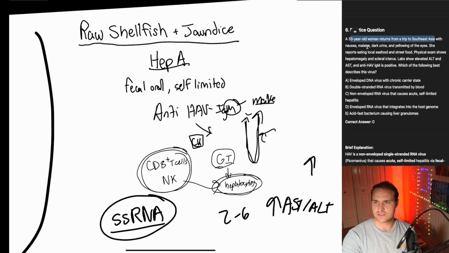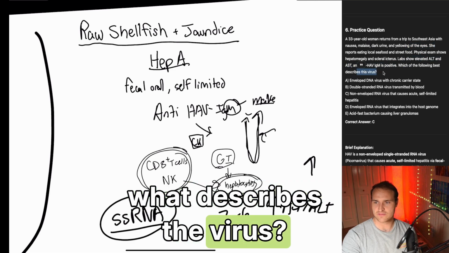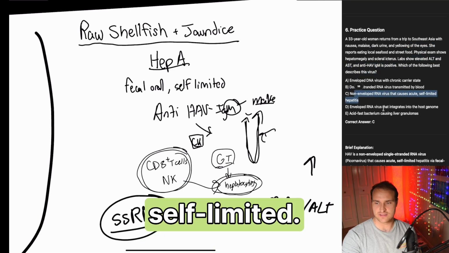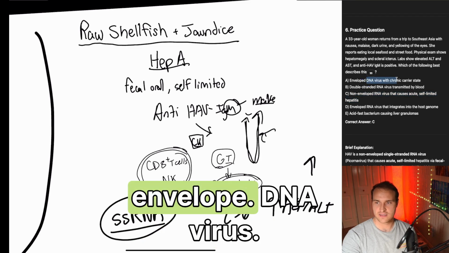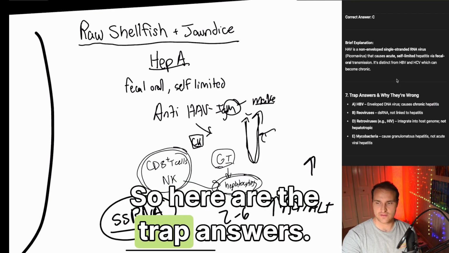33-year-old woman, returns from Asia, all this stuff, yellowing of the eyes, elevated ALT, all that stuff. What describes the virus? Non-enveloped, causing acute self-limited. That's definitely HAV. Enveloped DNA virus. So here are the trap answers.